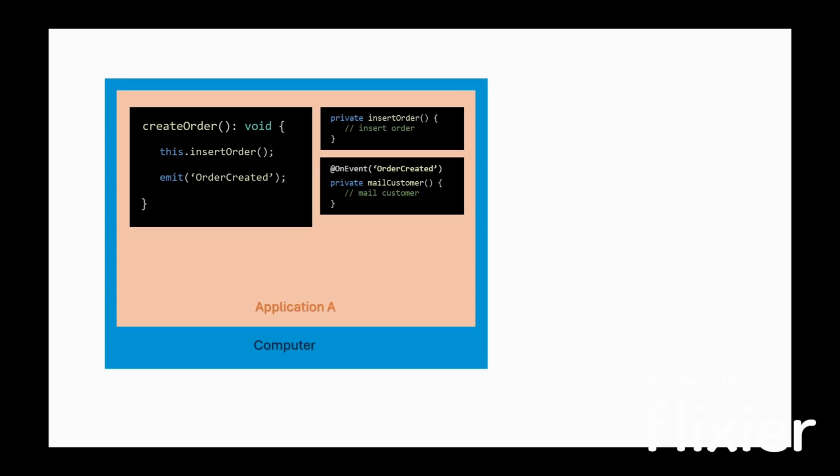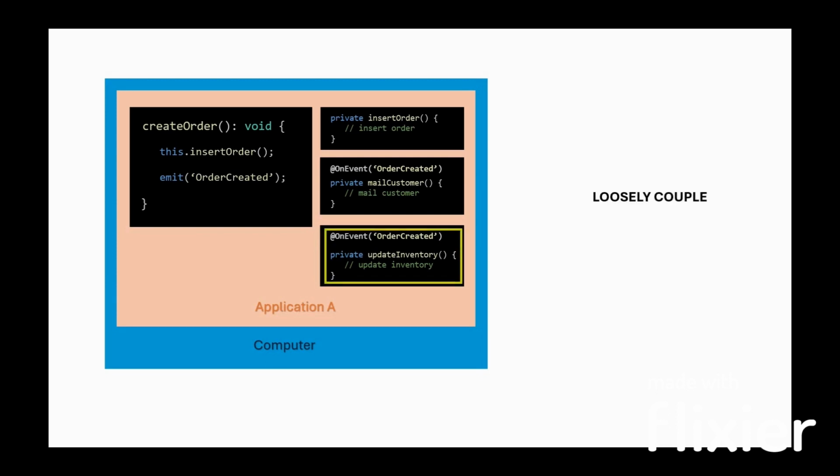Now, let's revisit the update inventory feature. This time, you just need to create a handler that listens to the order created event and updates the inventory. This is how we achieve loosely coupled modules. This solution can be implemented using the observer design pattern or a third-party library.